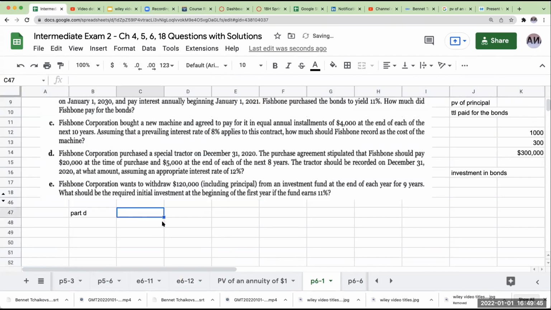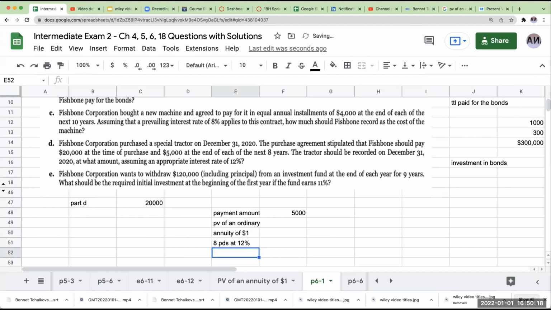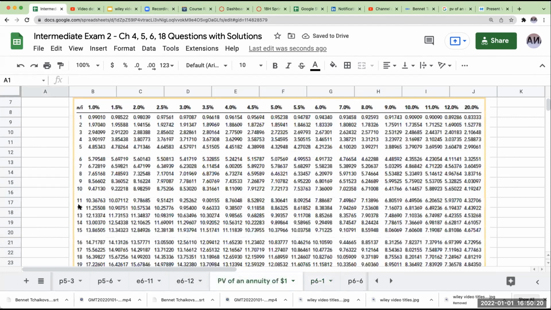Okay, so for part D, I paid for a new machine. I basically paid 20 grand. However, 5,000 for each of the next 8 years is not the same as 5,000 today. So my payment amount is going to be 5 grand. Then I'm going to go to the present value of an ordinary annuity of $1, and this is going to be how many times I'm making the payments, or 8 periods at 12%.